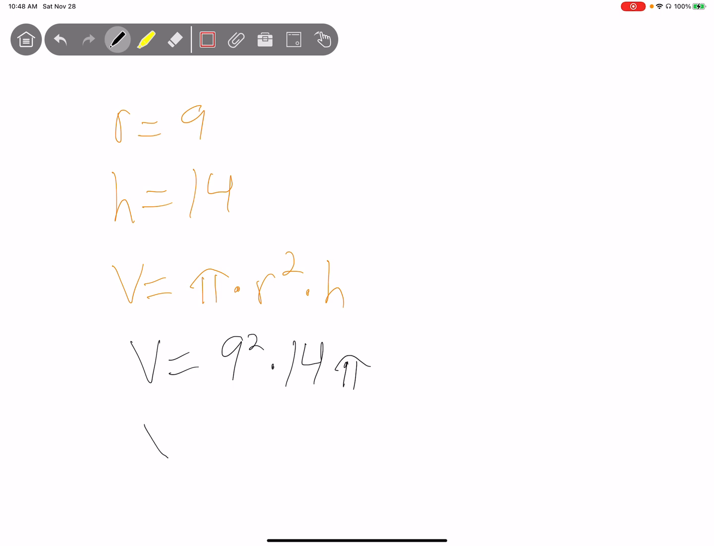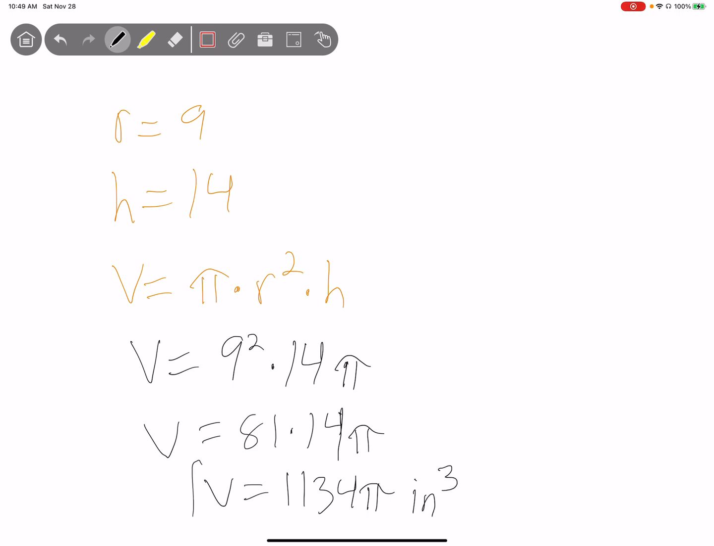And 9 squared is 81. And 81 times 14 pi. So my volume becomes 1,134 pi. And my units were, I believe, in inches, so it's inches cubed. This becomes my answer. Okay? These are really easy.